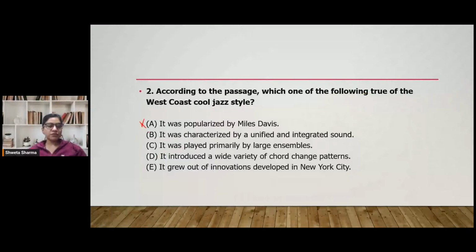Characterized by a unified and integrated sound, was played primarily by large ensembles. Introduced a wide variety of chord change patterns? No, but it grew out of innovations developed in New York City. So the answer should be E for this. Okay? The answer is E for this. Let's have a look at this one.